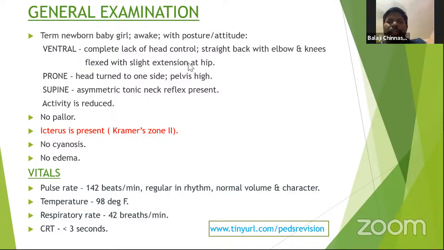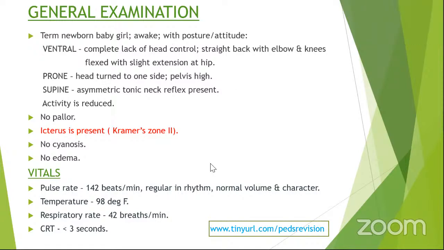Ma'am, anything else you want to add in general examination? So can you hear me? Yes, ma'am. Able to hear, ma'am. Some issues. Vitals, you move on.